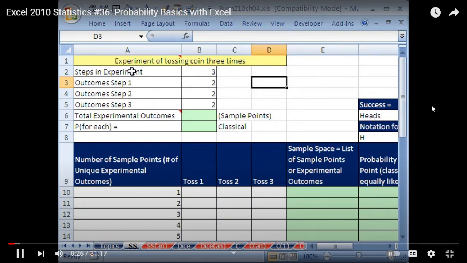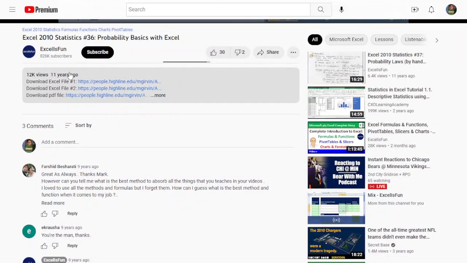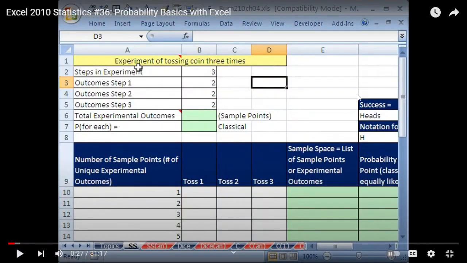Now we're going to consider an experiment. Man, this is old. How old is this? 11 years old? You really had to link us an 11-year-old video? How helpful is that going to be for us when we're using a version of Excel that's literally 11 years different? That was funny. Of tossing a coin 3 times.